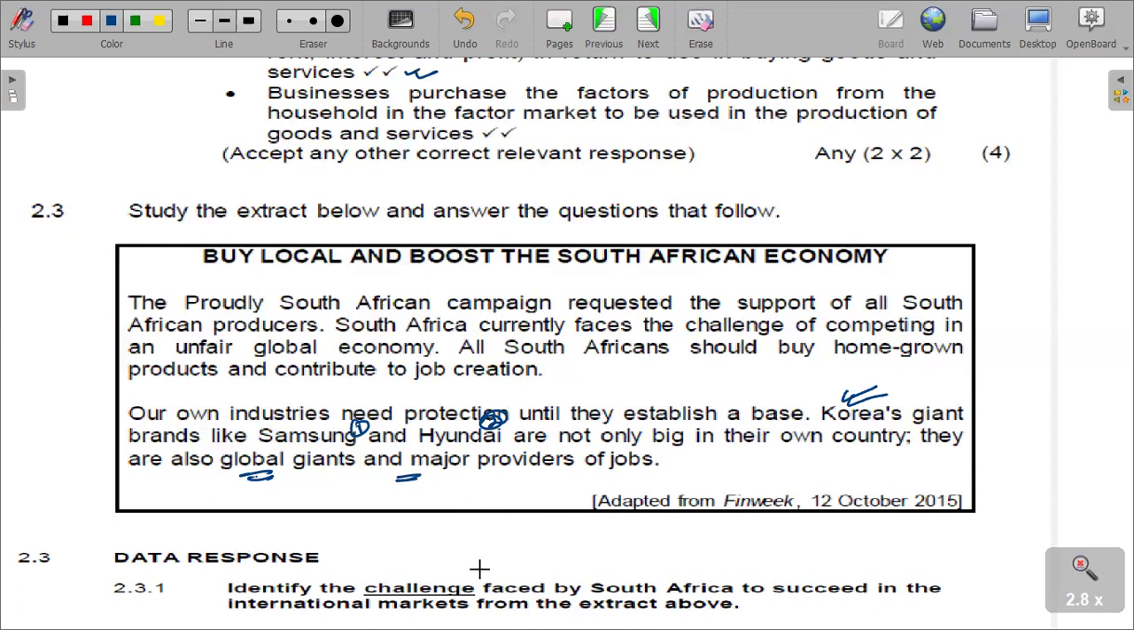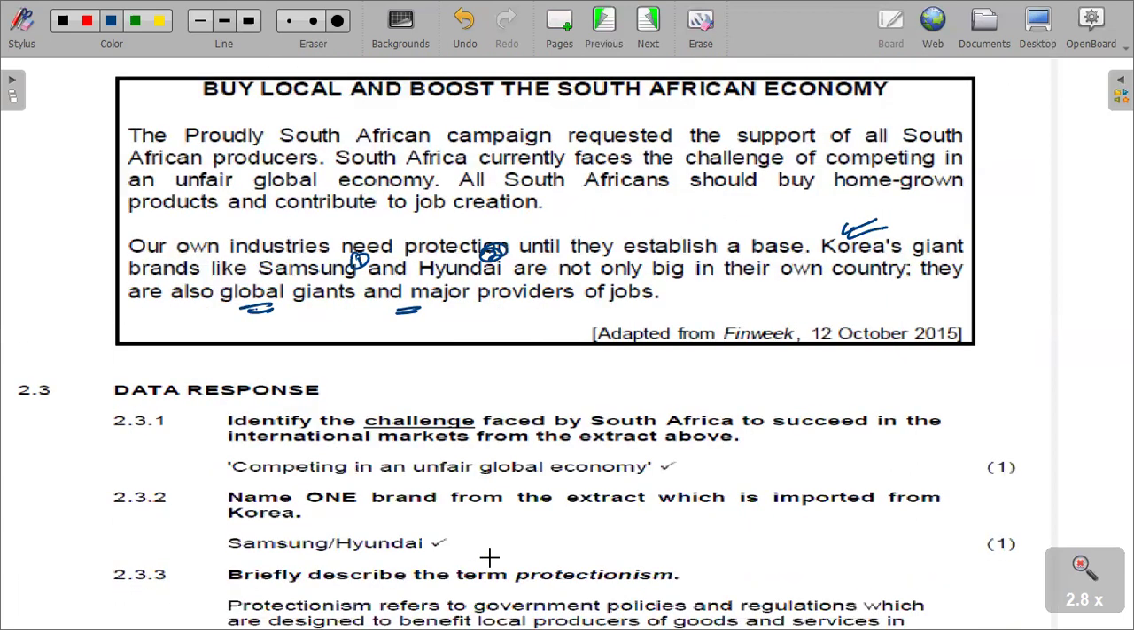So question number one, the first question says, identify the challenge faced by South Africa to succeed in the international markets from the extract. There is one straightforward problem here: South Africa faces the challenge of competing in an unfair global economy, which is given in our extract there.